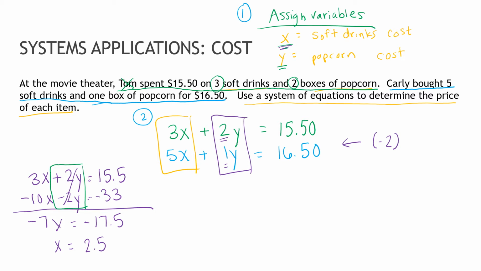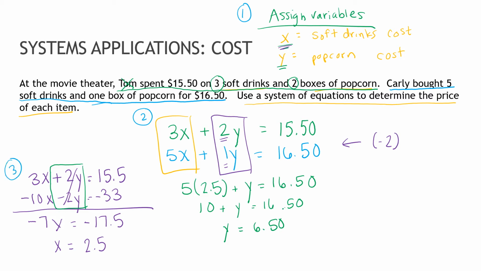I do have to show where y came from, so I'm going to choose either equation. I'm going to choose that second equation, and it doesn't matter which one you choose. 5 times 2.5 plus 1y equals 16.50, and again notice that's because I have now just one variable. 5 times 2.5 is 12.5. I'm going to subtract 12.5 from each side and get 4. So then I would write a sentence, which is typically, so this would be step 3, is doing all of the work to solve.